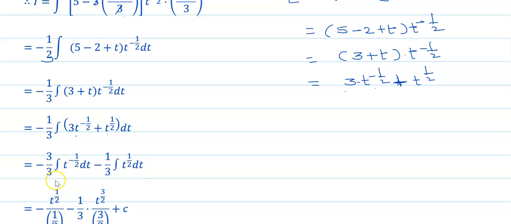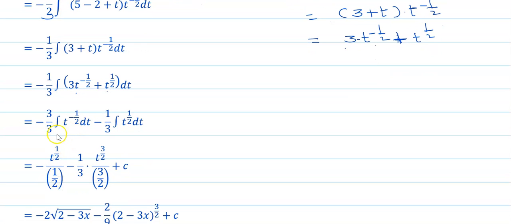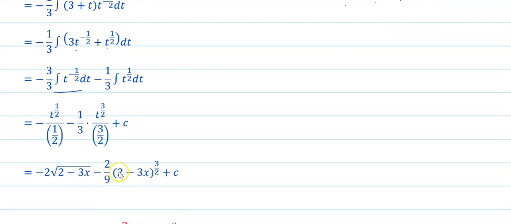This 3 gets cancelled. Next, the integral of t raised to minus 1 upon 2 is t raised to 1 upon 2 upon 1 upon 2. Minus 1 by 3, t raised to 1 upon 2 plus 1, t raised to 3 by 2 upon 3 by 2 plus c. In the next simplification, 1 upon 2 is multiplied by its reciprocal, that will be 2 times.